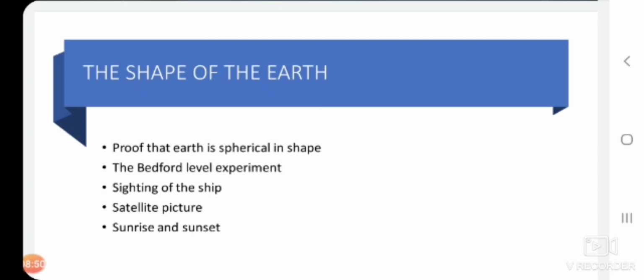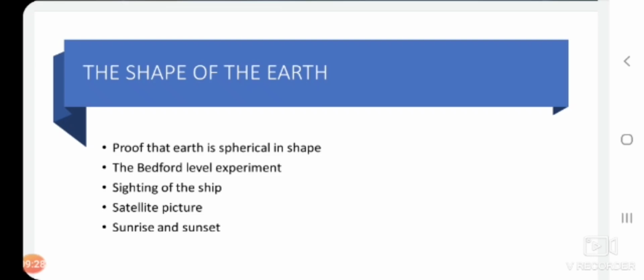Sunrise and sunset occur at different times at different places. Why? This is because the Earth rotates from west to east, and therefore people in the east can see the sun earlier than those in the west. Had the Earth been flat, the sunrise and sunset would have occurred at the same time all over the world. So this was also a practical example that proves that Earth is spherical in shape.